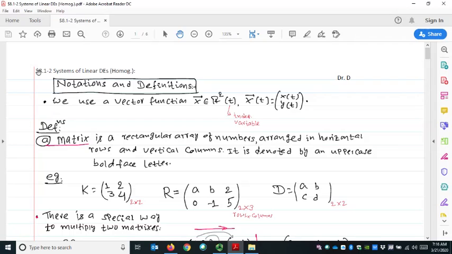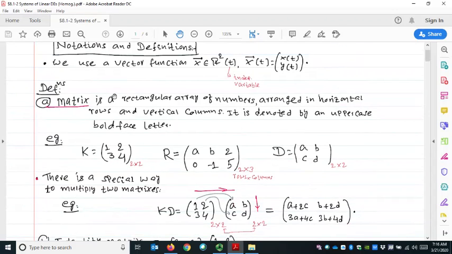Today I am going to cover system of linear differential equations for homogeneous case. First, some notation and definition. We use a vector function x with a two component x(t), y(t), where t is an independent variable.